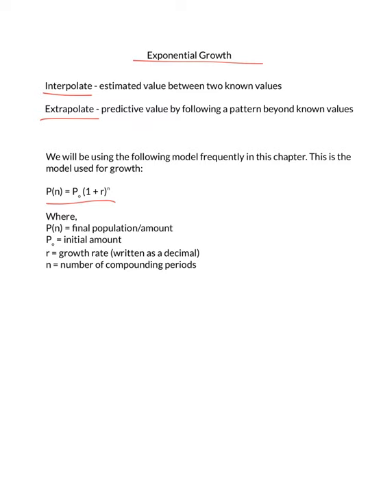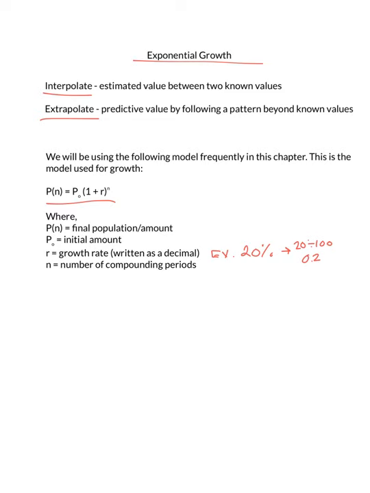P of n is our final population, or our final amount. You can use any letter you want here. It doesn't have to be a P. I just chose P for population. P naught, that little 0, is our initial amount. So again, if you're using C of n for your formula, you would be using C naught. I just stuck with P here. R is our growth rate written as a decimal. So for example, if something was growing by 20%, we would do 20 divided by 100, and so we would be plugging in 0.2 for our R.